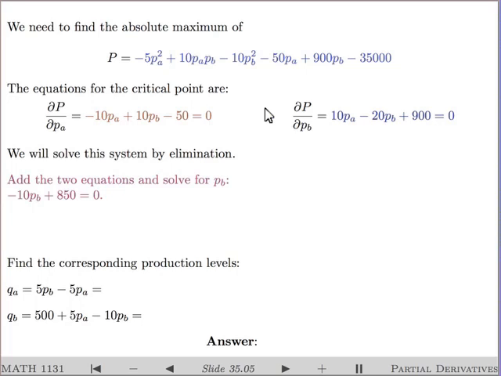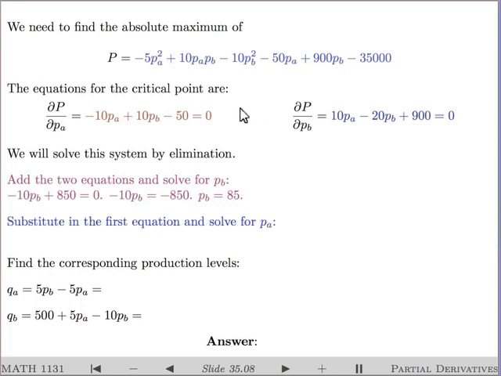We will solve this equation for PB. Minus 10 PB plus 850 equals 0, so minus 10 PB is minus 850. If I divide both sides by negative 10, PB is 85. We'll plug this back in one of the two equations we have here and then solve for PA. If I plug 85 for PB in the first equation, I get minus 10 PA plus 850 minus 50 equals 0. So minus 10 PA equals minus 800. So PA is 80.